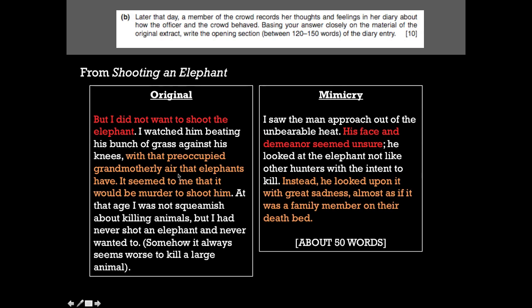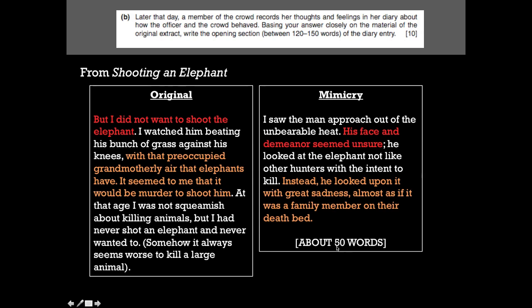it's like a family member. It would be murder to shoot him. So over here we have this unnamed narrator saying, oh, I looked at his face, and he really looked at the elephant like it was a family member, and it was on their deathbed, meaning I didn't want to shoot it. So you see how those two things line up.